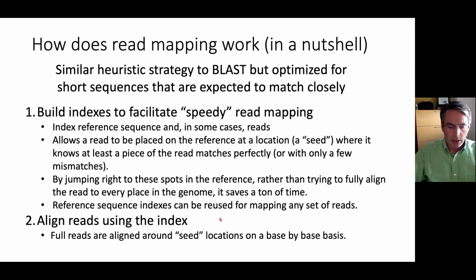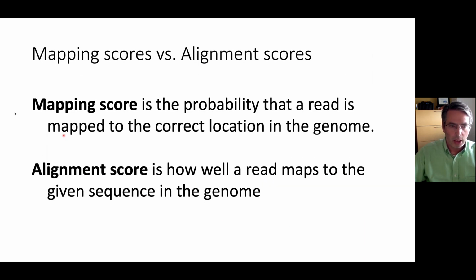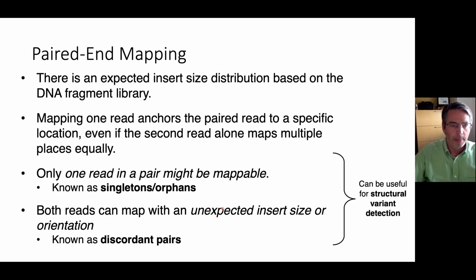Okay, so I talked about how mapping works. Mapping scores and alignment scores, that's what I was just talking about. The mapping score is analogous to the E value: it's the probability that the read is in the right location in the genome. And then the alignment score tells you how well the whole read maps to that sequence in the genome.